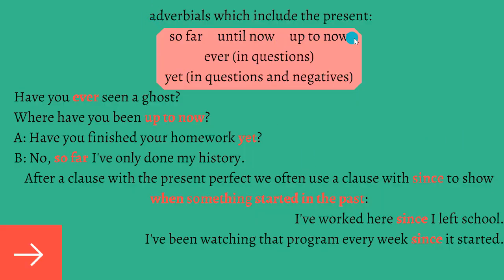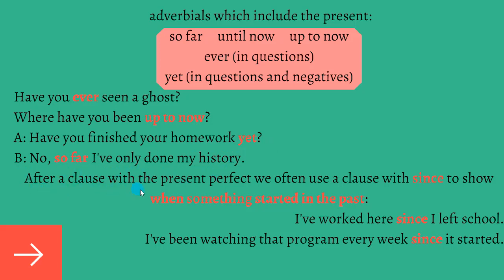Adverbials, which include in the present, for example, so far, until now, up to now, ever in questions, and yet in questions and negatives. We can see the examples in here. Have you ever seen a ghost? Where have you been up to now? For example, in the conversation: Have you finished your homework yet? No, so far I've only done my history.